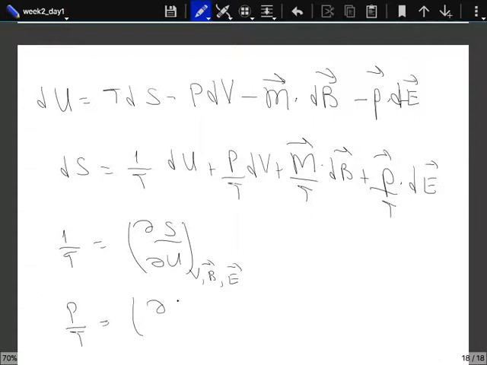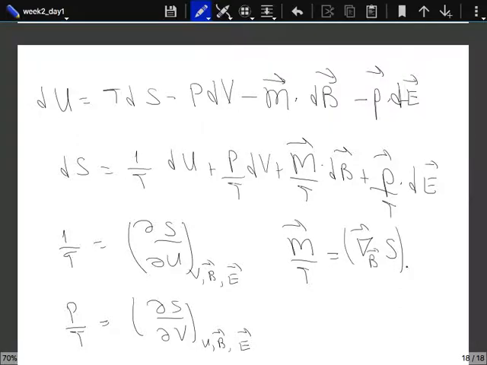Pressure over temperature is just the derivative of entropy with respect to V, keeping U, B, and E constant. Magnetization over temperature will be nothing but the gradient of S with respect to the components of the magnetic field B, keeping U, V, and E constant. And the polarization of our system over T will be the gradient of S with respect to the components of E, keeping U, V, and B constant. So once we calculate the entropy, we know everything. Magnetization, polarization, or whatever you can imagine.